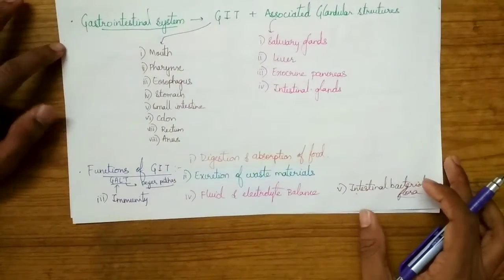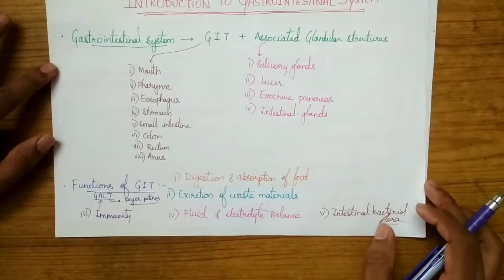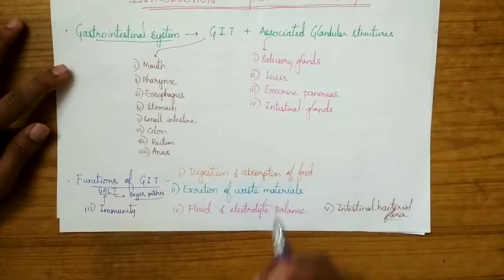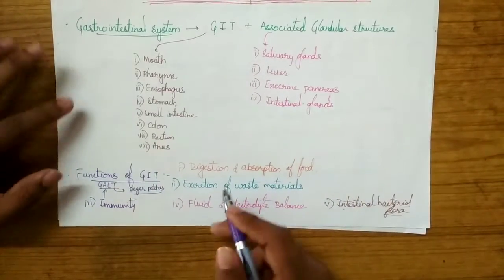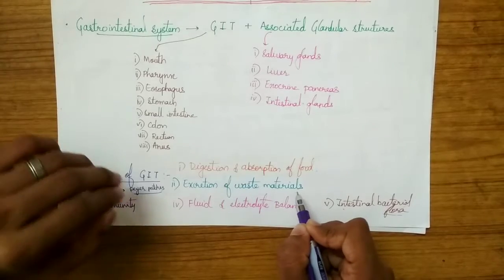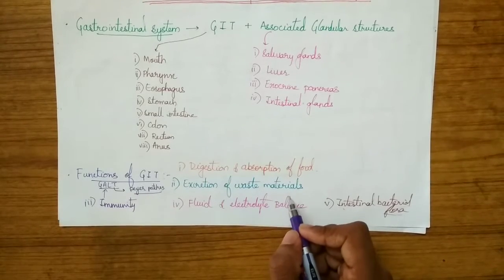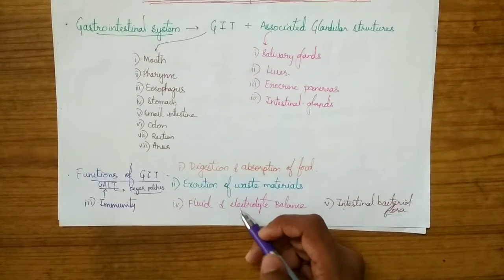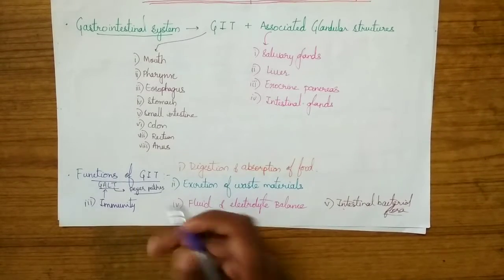So now let's talk about the functions of the GIT. The first function is digestion and absorption of food. This is the obvious one. The second function is the excretion of waste materials. So the toxic materials and the unwanted food material are excreted through the anal canal. The third one is immunity.